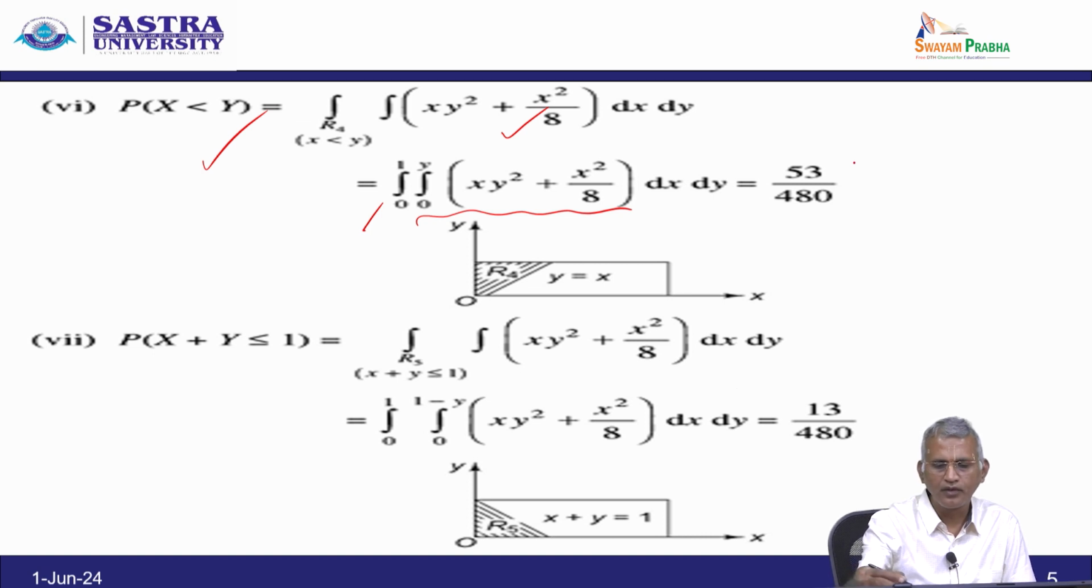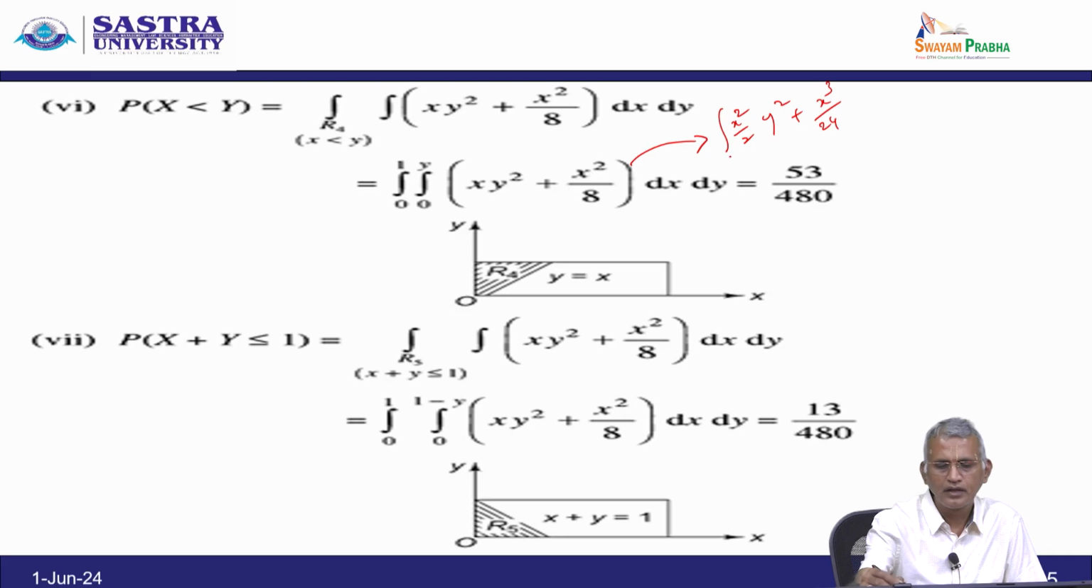So, we have 53 by 480. Integral 0 to 1, with respect to x first, is x square by 2 into y square plus x cube by 24, integral 0 to y, and then we have dy here.